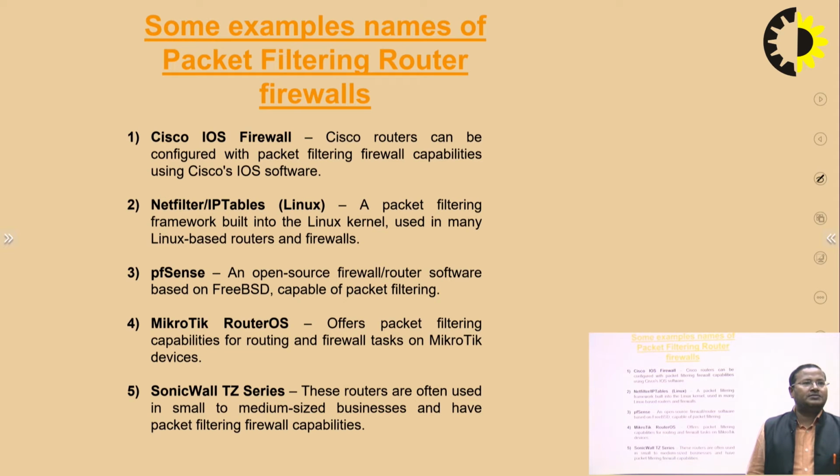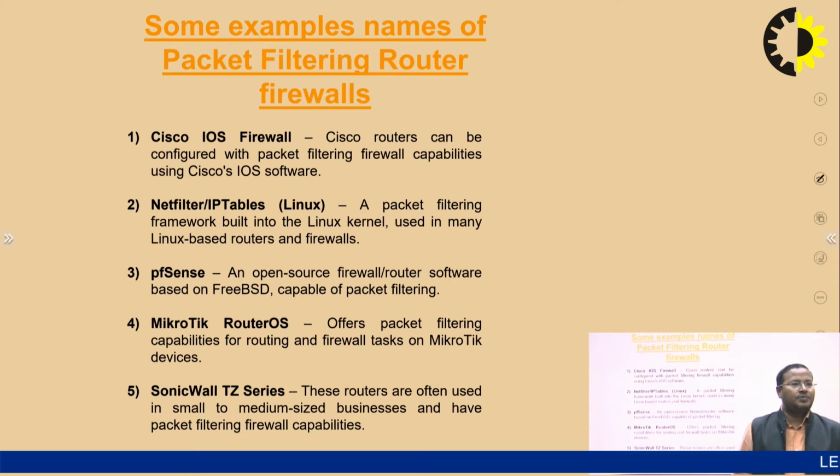Some examples of packet filtering router firewalls are the Cisco IOS firewall. Cisco routers can be configured with packet filtering firewall capability using Cisco IOS software. Another is Netfilter iptables used in Linux. Another is pfSense, an open source firewall router software based on FreeBSD, capable of packet filtering.